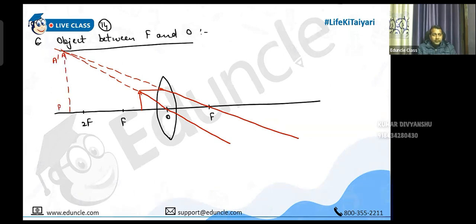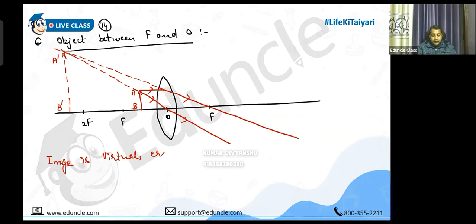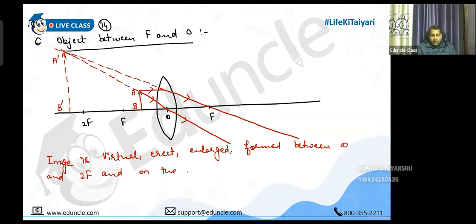It's like this. Virtual, direct, enlarged, and formed between infinity and 2f. And on the same side as that of the object.